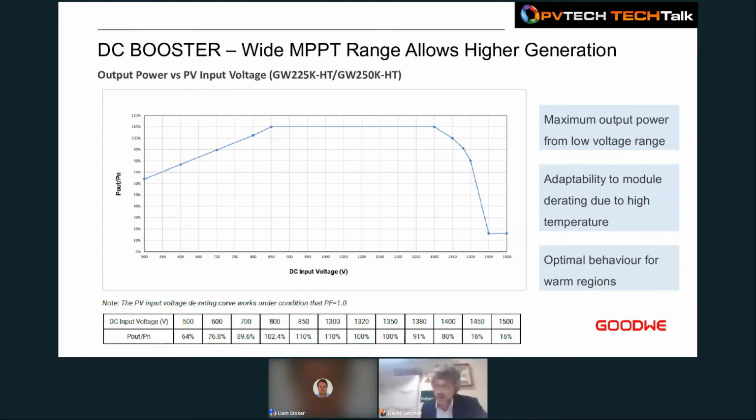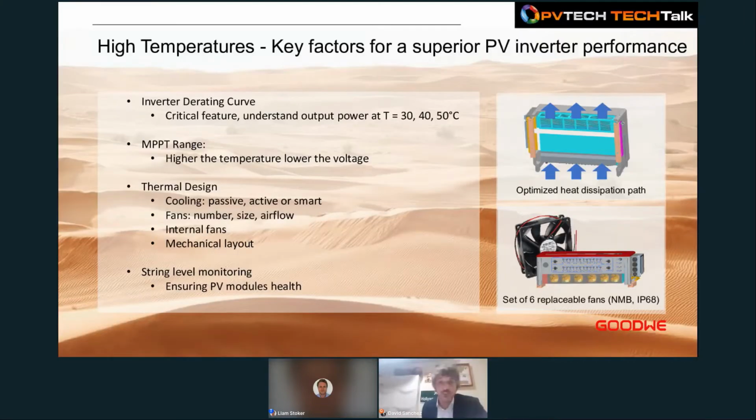Every single brand has an efficiency for the DC booster and has a performance for the DC booster. In our case, it's a highly performant DC booster, and you are always able to take the max out of the modules. In the case of bifacial, as I said, even more, right? So not all the string solutions have the DC booster. This is something that really needs to be analyzed before deciding the inverter solution.